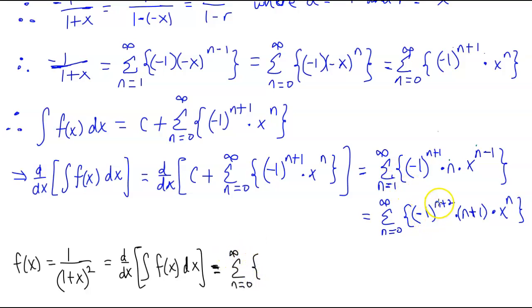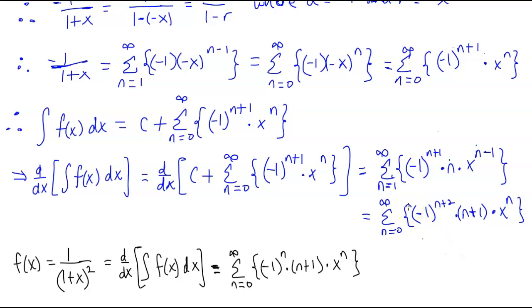And here, this negative 1 raised to the n plus 2, note that this could be just negative 1 raised to the n times negative 1 raised to the 2. And of course, this part is just 1. So I could just replace that with negative 1 raised to the n times (n plus 1) times x raised to the n. And so that would be the power series representation for it.